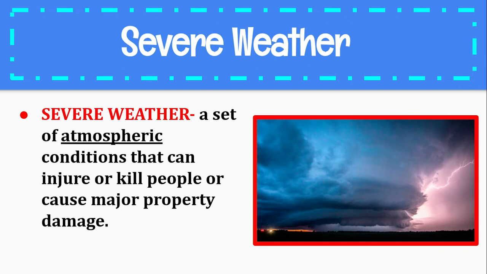Let's review the definition. It's a set of atmospheric conditions that can injure or kill people or cause major property damage. So, unlike our regular weather, which is just a set of atmospheric conditions, severe weather is defined by the fact that it causes damage, whether to property or people. And notice that I underline atmospheric conditions. It's something that happens in the atmosphere of Earth. So we'll talk about non-examples later as well.